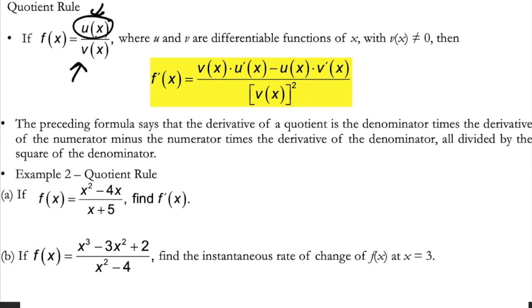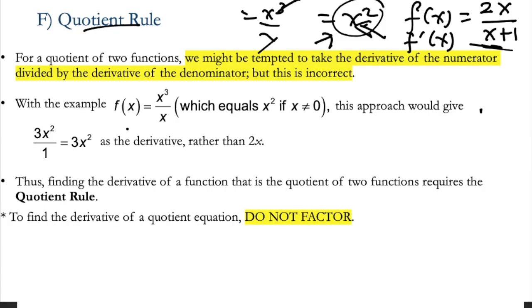On the numerator, we call it u(x). On the denominator, we call it v(x). Let's go back to this example. So this one is u(x). The denominator value, which is x plus 1, is v(x). Okay, that's how you read it.